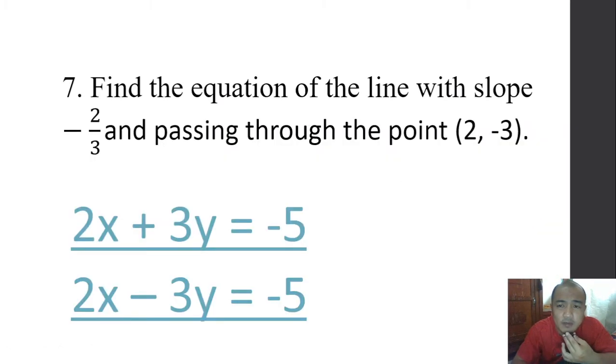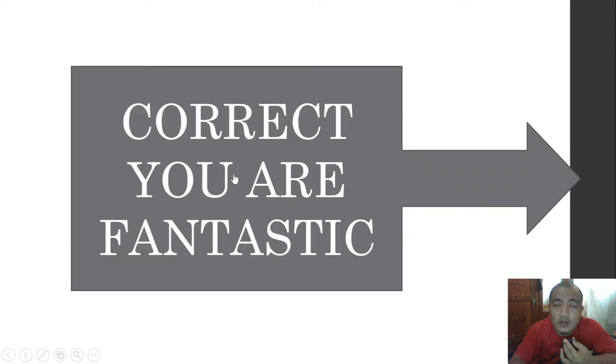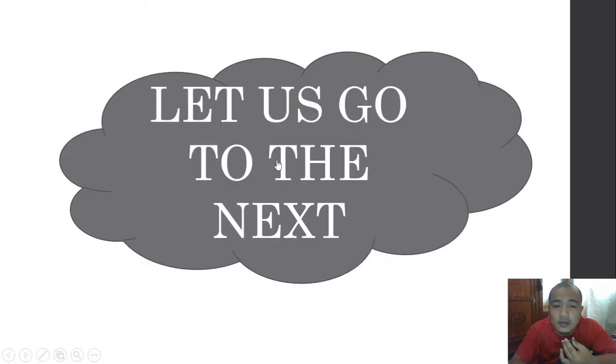Number 7. Find the equation of the line with slope negative 2/3 and passing through the point (2, negative 3). The given are a slope and a point, so you will use the point-slope form: y minus y sub 1 equals m times the quantity x minus x sub 1. What's your answer? Can you do it in 5 seconds? Time's up. Is it 2x plus 3y equals negative 5? You are correct. Let us go to the next.